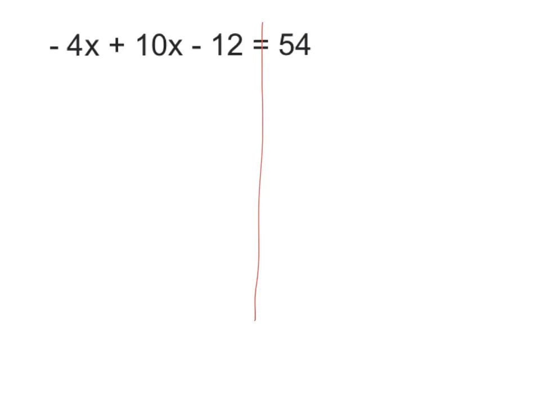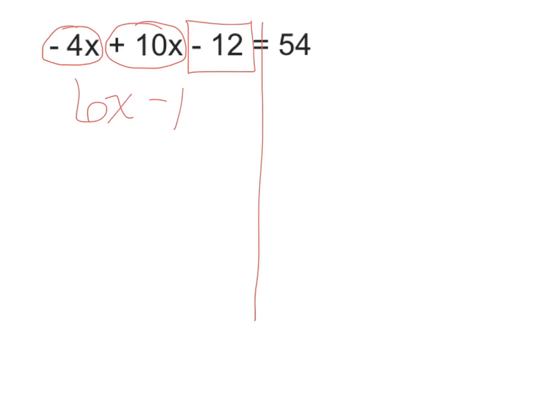And like always, I'm going to draw my balance line. The first step is to combine like terms. So everything that has an x, I'm going to circle it, and I'm going to circle the symbol in front of it. So we have this negative 4x and this positive 10x. Whenever I combine those, negative 4x plus 10x is 6x, and then we have this negative 12 left over, so I'm going to keep my minus 12, and that is equal to 54.